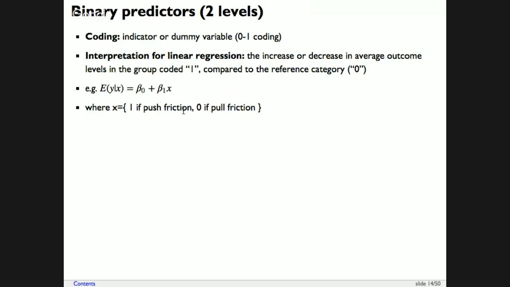So here that's written out. If we make pull the reference category, then all of the pull values get coded as 0, and the push values get coded as 1.